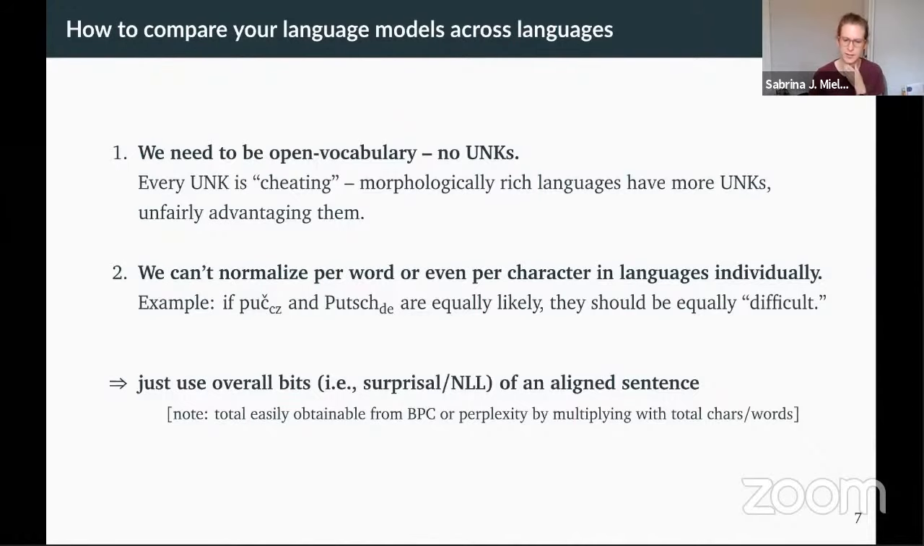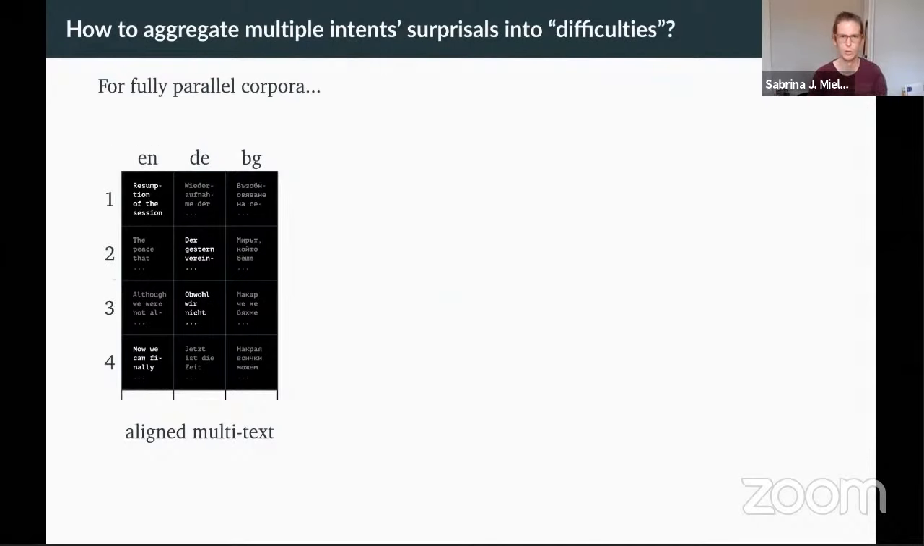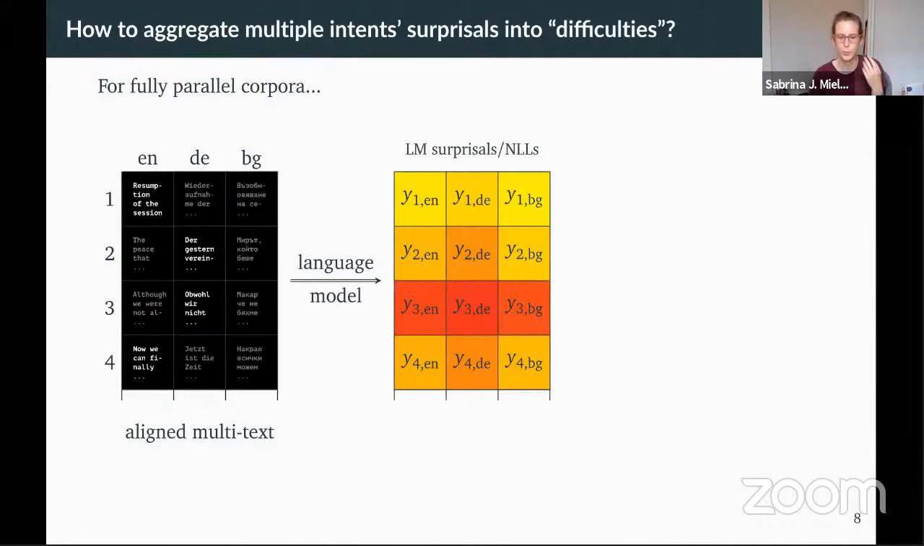We can easily obtain this. If you have a model that only gives you perplexity, just take the log and multiply with the number of words. So what does our model then look like? What do we do with these things? So what we've talked about right now is how we go from this matrix of text, different languages and different aligned sentences, to surprisals, to these total bits.